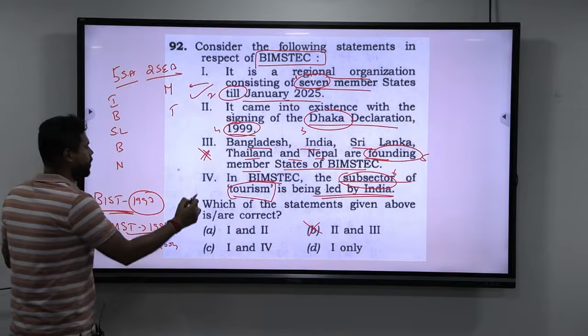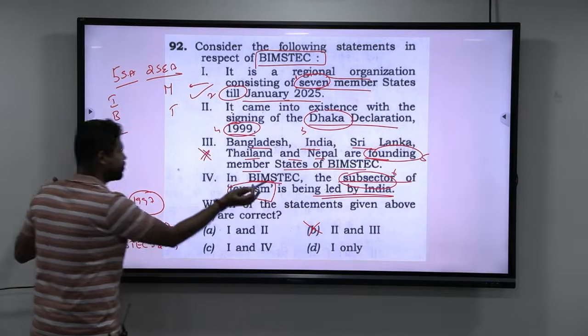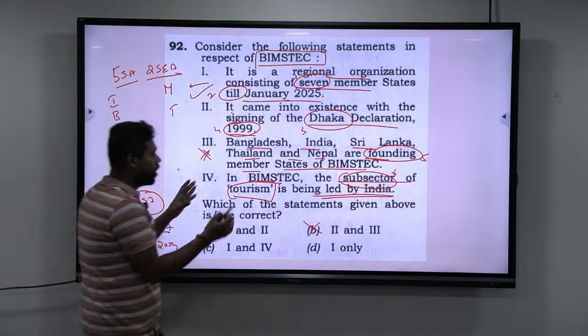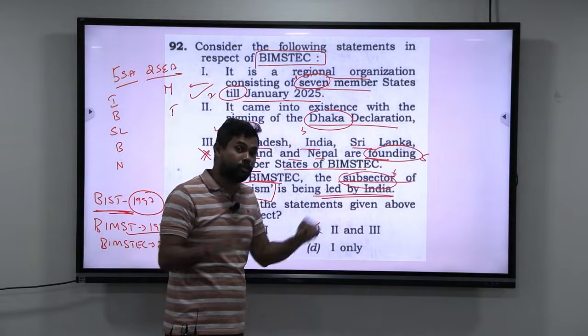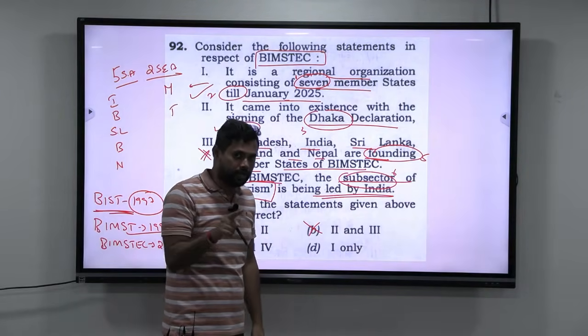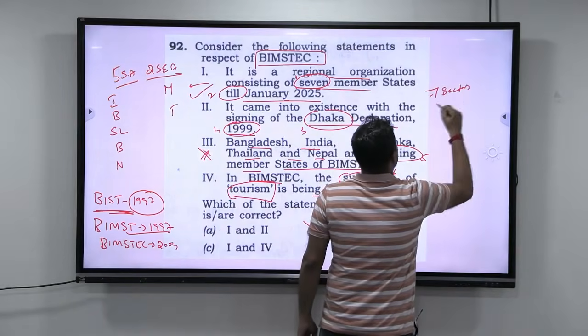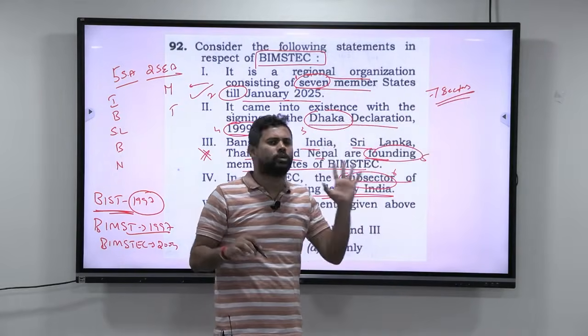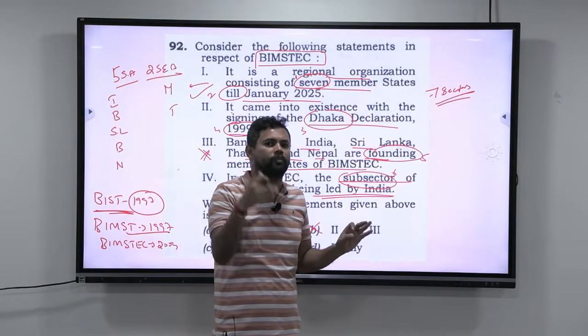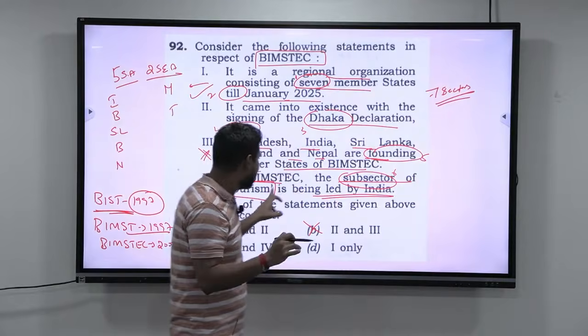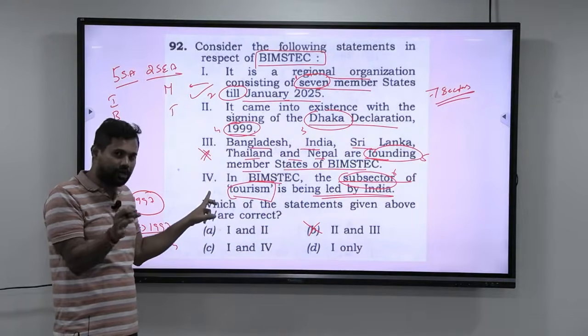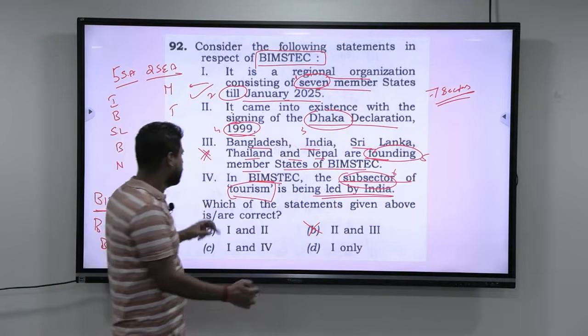Now, in BIMSTEC, the subsector of tourism is being led by India. Now, not sectors, they're asking subsectors. This becomes even more difficult. Even if you have learnt, you know that they have created something called 7 sectors. Now, inside those 7 sectors, there are a lot of subsectors. It is not possible for you to learn even if I give you time now. So, that is why you should know this or not, and that is why it makes it difficult. Okay. However, this is not there.